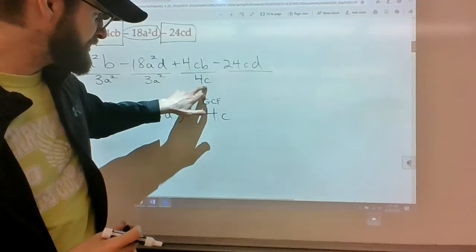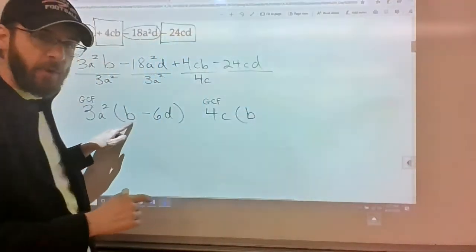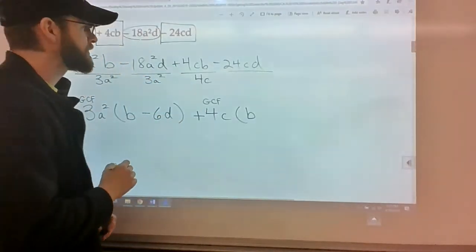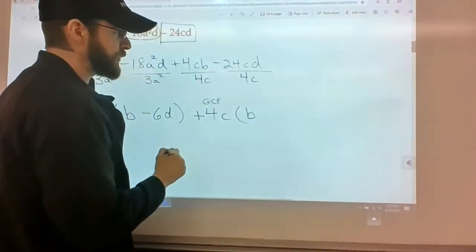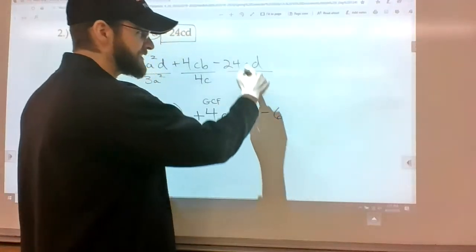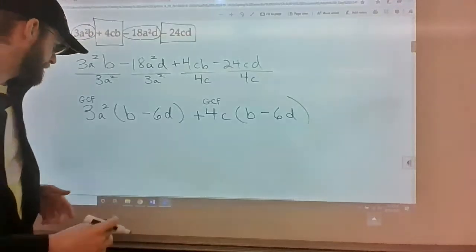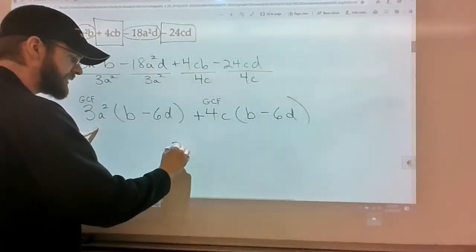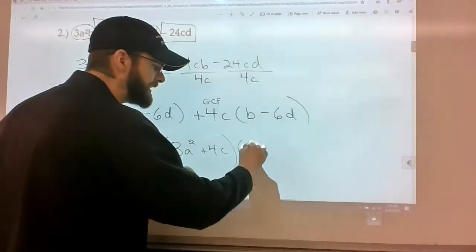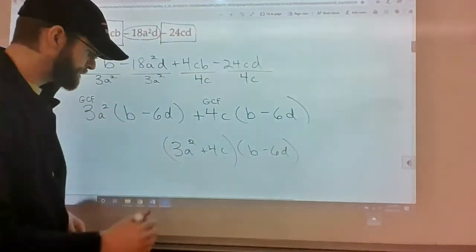4cb divided by 4c is positive b, which is exactly what we want to match up with this other one. So plus 4c. And then if you divide this part by 4c as well, you're going to get negative 24 divided by 4, which is negative 6. The c's cancel out, and then there's a d there. All right. Now the GCFs are going to create their binomial group. And then the b minus 6d is going to be the second binomial, and it's factored.